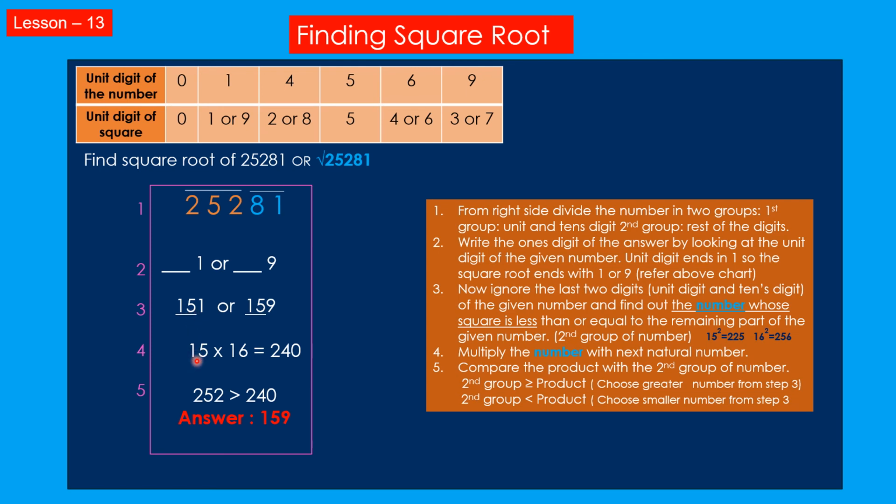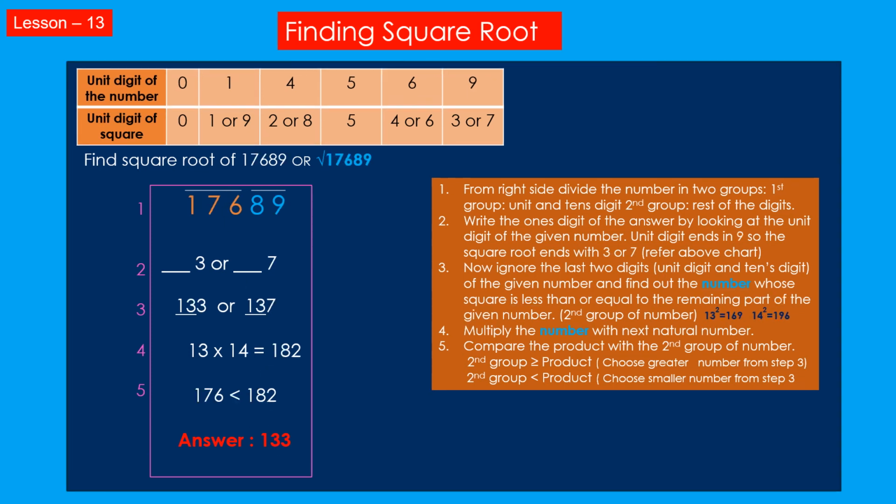So here, what is our product? Our product is 240, and 240 is less than 252. So it means 252 is more than 240. So you are going to pick the greater number. So the greater number is 159. So you get the answer 159.